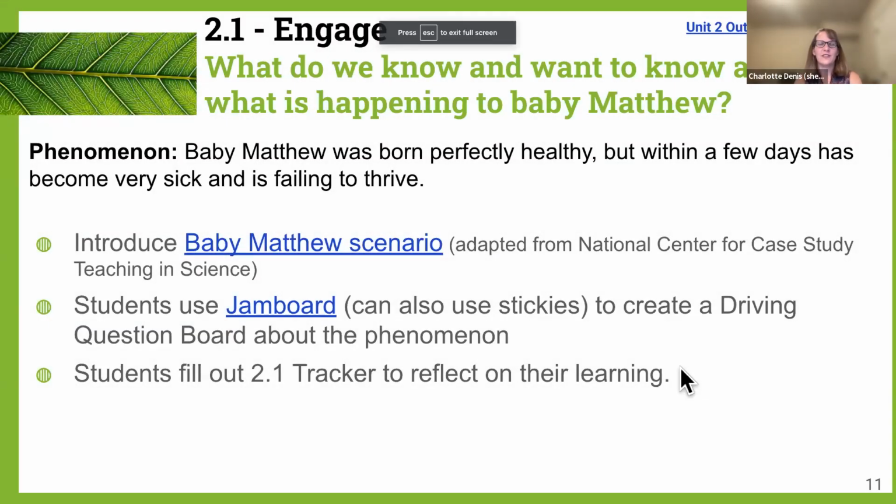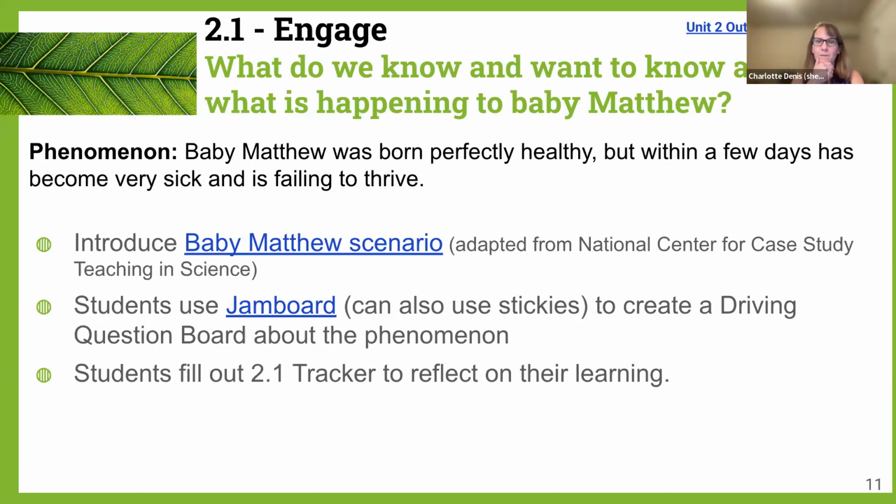So I already gave you a little bit of a preview about our engagement activity, what we like to call the unit opener. There's a scenario about baby Matthew that I shared with you earlier. It's adapted from the National Center for Case Study Teaching in Science, which used to be at the University of Buffalo, but NSTA has now taken over the management of that group of case studies. If you're an NSTA member, you can get access to the keys for free. The case study materials themselves are free, but for the keys you have to be a member of NSTA.